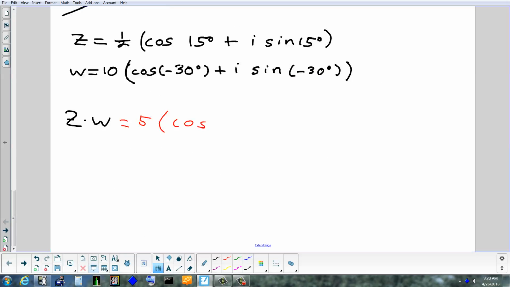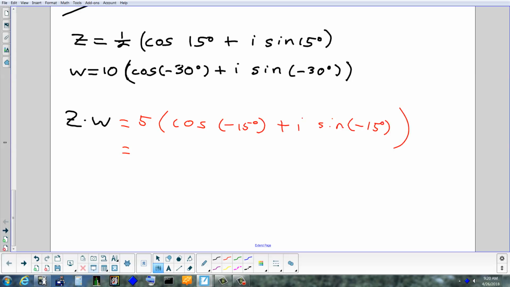So remember, the angle we're going to write here is a combination of the two up above it. Do you remember what we do with each one of them? -15. How'd you get that? Adding 15 to -30. You add the 15 to the -30. Yep. So we get 5 cosine -15 plus I sine -15.